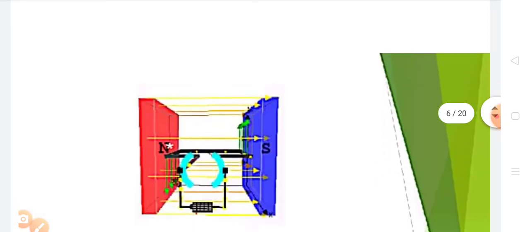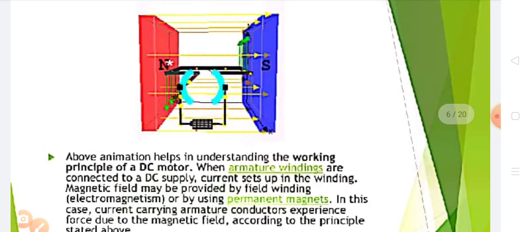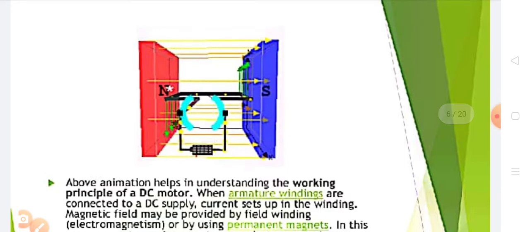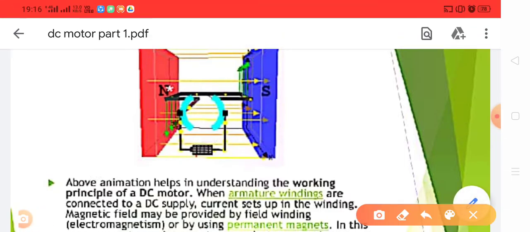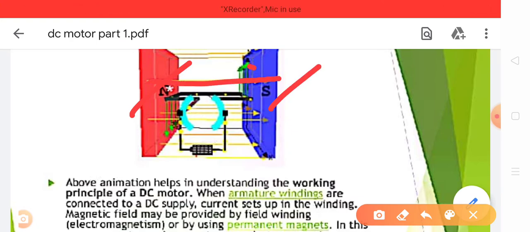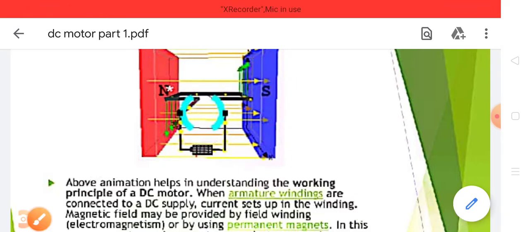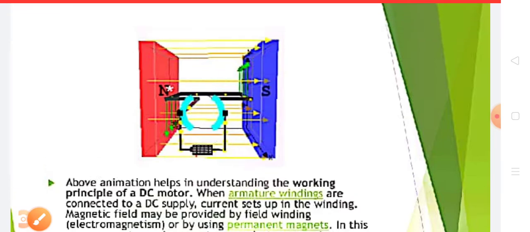Next, if you see the construction, you have two poles, north pole and south pole. So there will be flux flowing from north to south in the normal way. The working principle is based on Fleming's left hand rule.